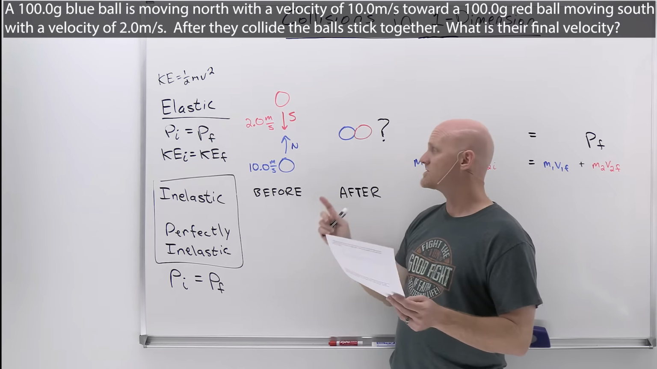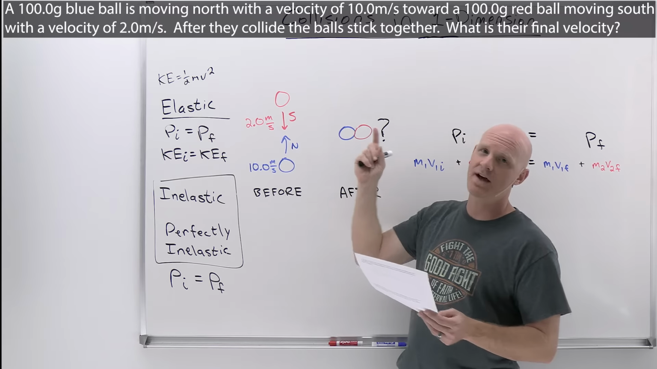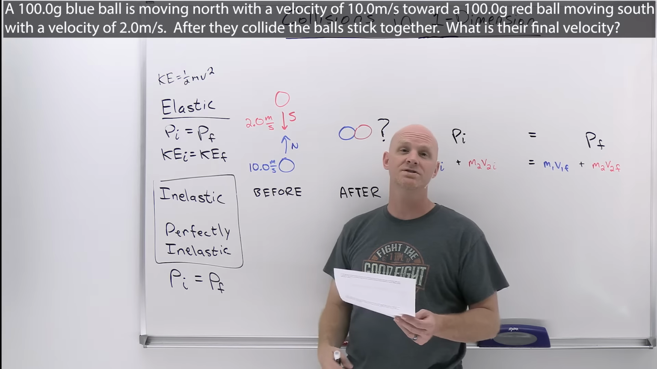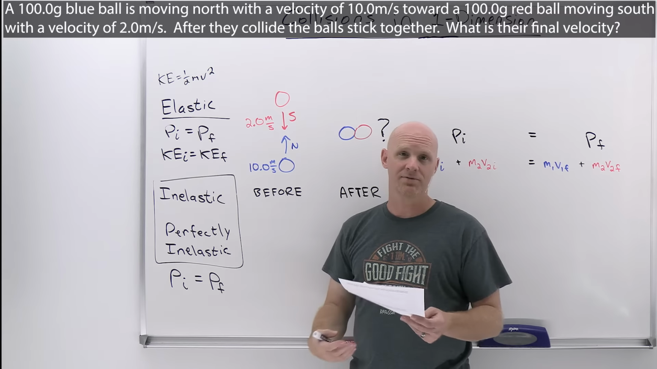And that's the difference. So after they collide, they're sticking together, and that should be your big clue that, oh, this is a perfectly inelastic collision, one in which the two objects stick together after the collision.